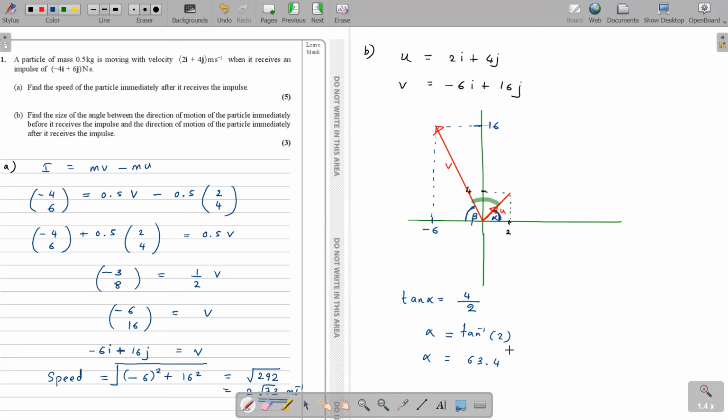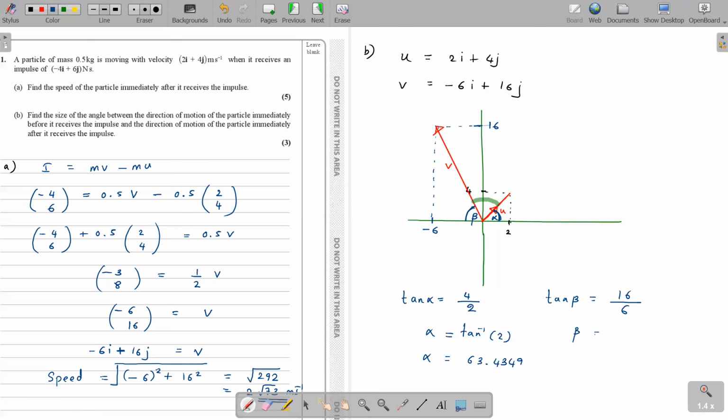63.4349. Get a few extra decimals. The next one, the tan beta. Tan beta is opposite. Now remember you are taking the length here. So opposite is 16. Adjacent, take the 6. Don't take minus 6. All I need is the length.